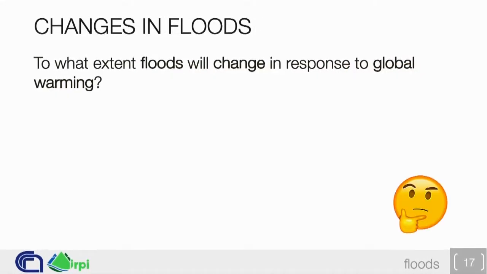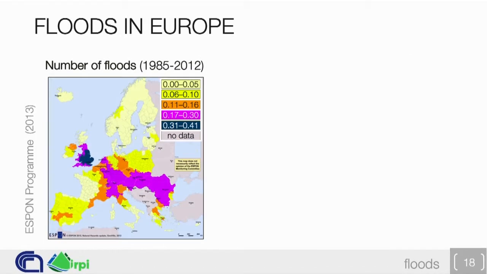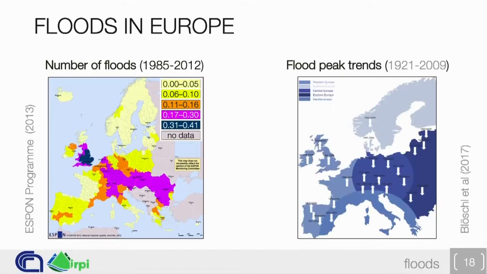A question to ask is to what extent flood hazard changes in response to global warming. This map shows the number of floods in Europe from 1985 to 2012, with events most frequent in England and then frequent in Central and Eastern Europe and in northwestern Italy in our Po River plain. This other map shows trends in flood peak in Europe for different periods, with increasing trends in central Italy and the UK, and in Central Europe, sorry, and the UK, and decreasing trends in Spain and Eastern Europe.